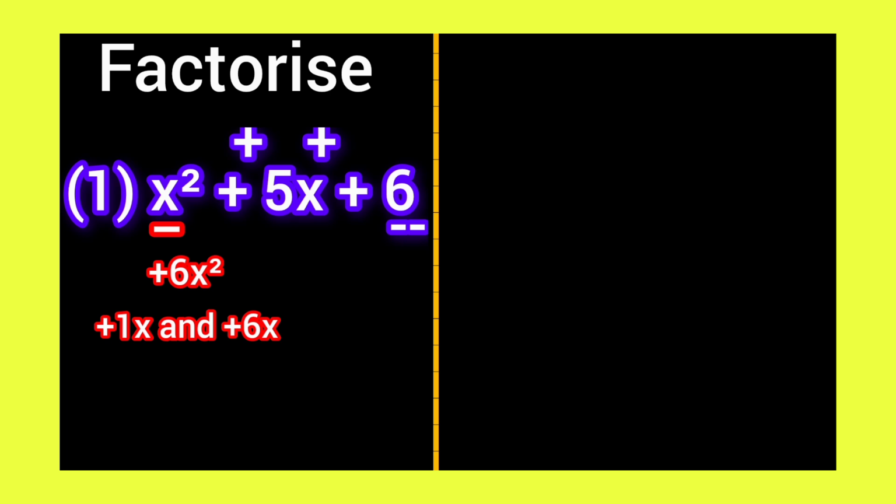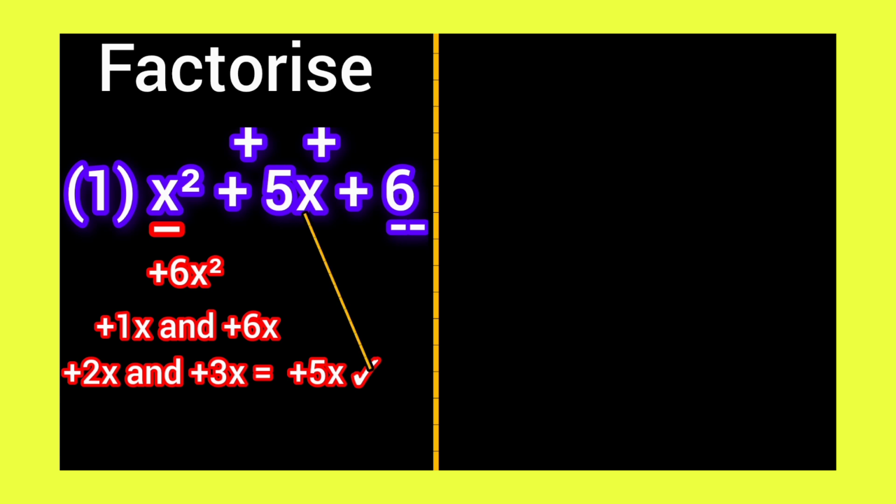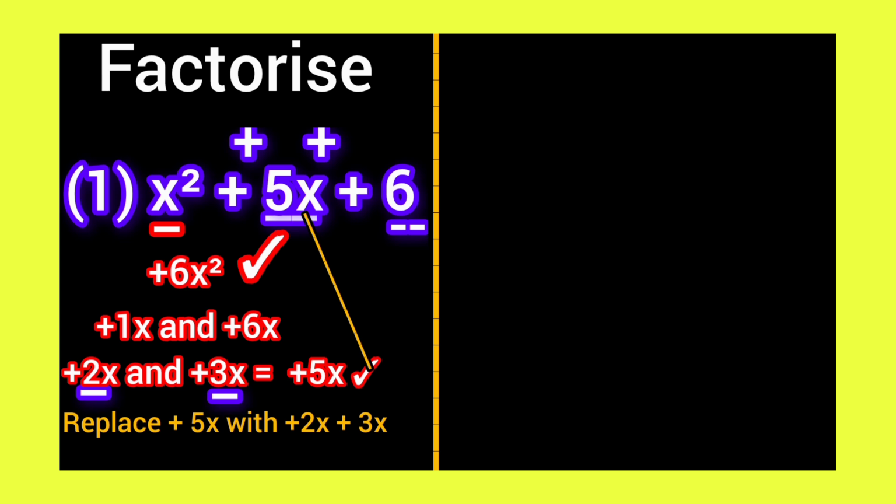Then I'll move to the next one. What are the other factors of 6? 2 times 3 will give me 6. So I'll have plus 2s and plus 3s. Plus 2s plus 3s will give me plus 5s. And 2s times 3s is going to give me plus 6s squared.